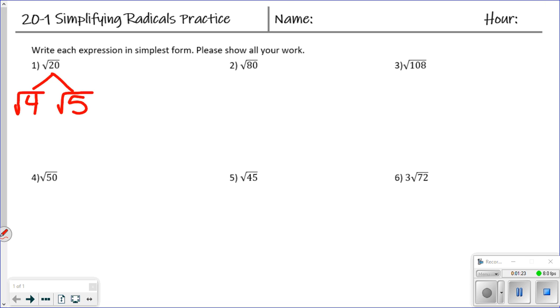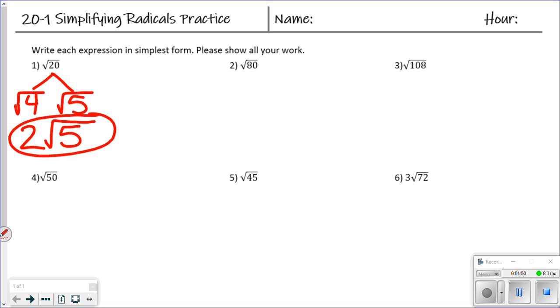Now we need to take the square root of the perfect square. So the square root of 4 is 2. And because I've taken the square root, your radical is gone. Don't write it. And then we're going to bring down the leftover, which is the square root of 5. And that's not a perfect square. So this would be my final answer, 2 square root 5.